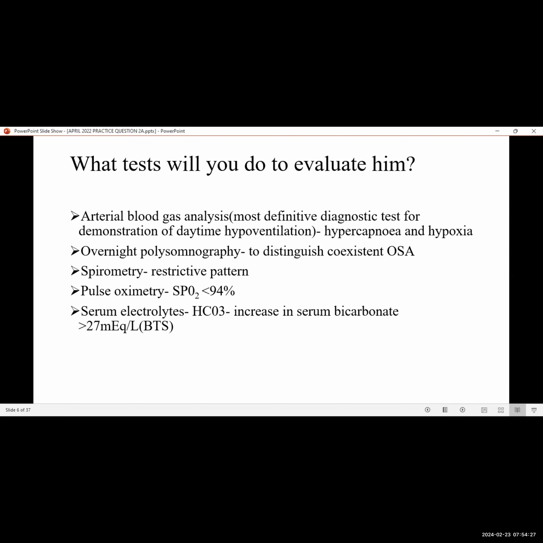polysomnography, but in this case just to exclude obstructive sleep apnea syndrome, because obesity hypoventilation syndrome is known to coexist with obstructive sleep apnea in 90% of cases. And of course, out of that 90% of cases, 70% of them come with severe obstructive sleep apnea syndrome. So they coexist. It's just like a spectrum. So I would like to be sure that it's obesity hypoventilation syndrome. Like I said, it's a diagnosis of exclusion. So I need to do overnight polysomnography to exclude obstructive sleep apnea syndrome.